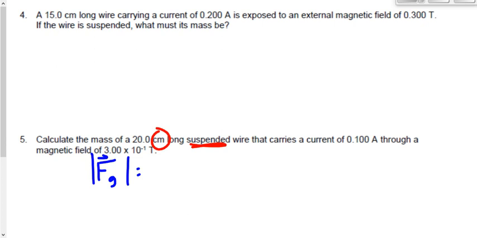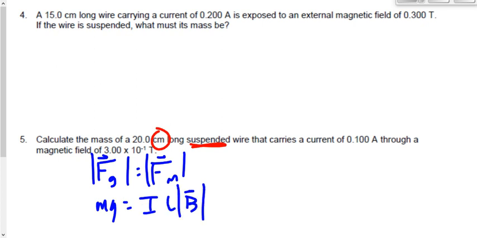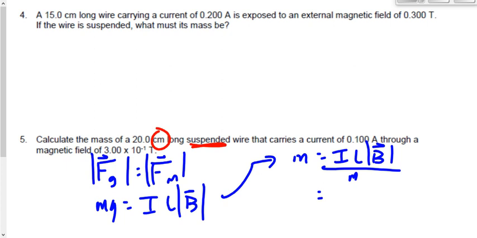Gravity gets balanced with the magnetic force. So we're going to say Fg is equal to Fm. And then we're going to say m times g is equal to ILB. That's assuming that the wire is perpendicular to the magnetic field, which should be stated, but we have to assume here. Let's solve for the mass here. m is equal to ILB divided by g.